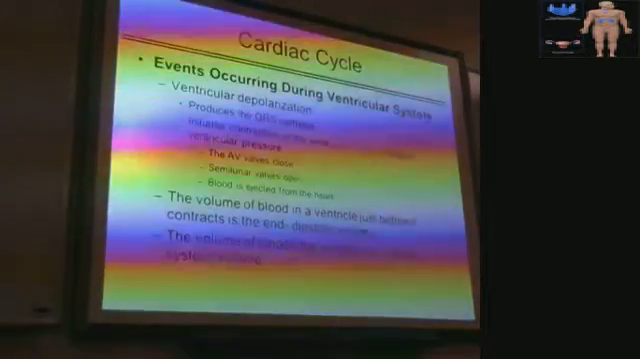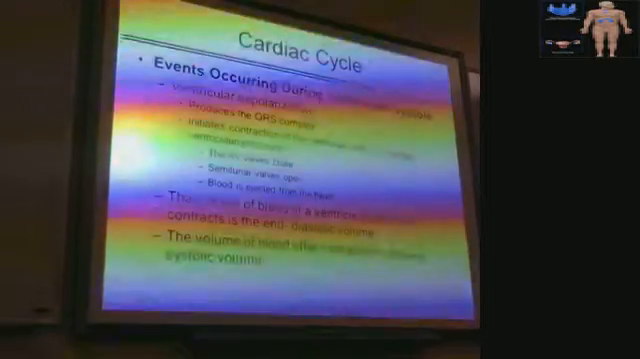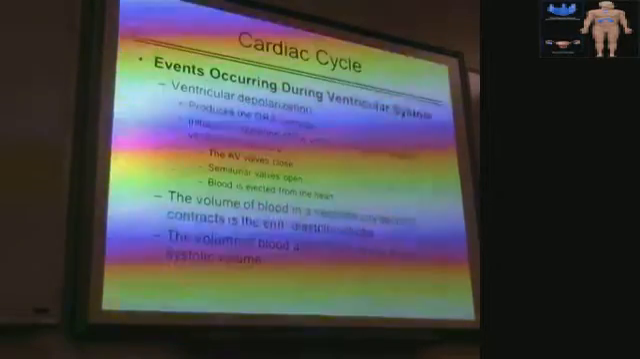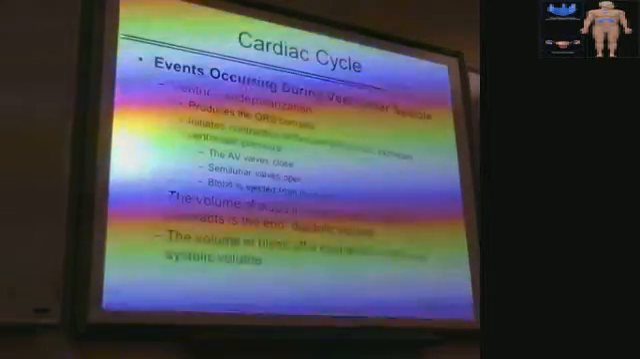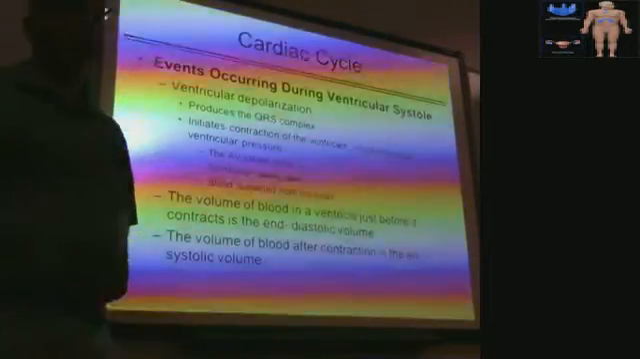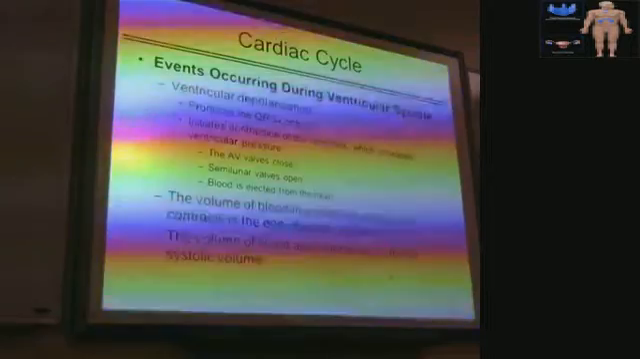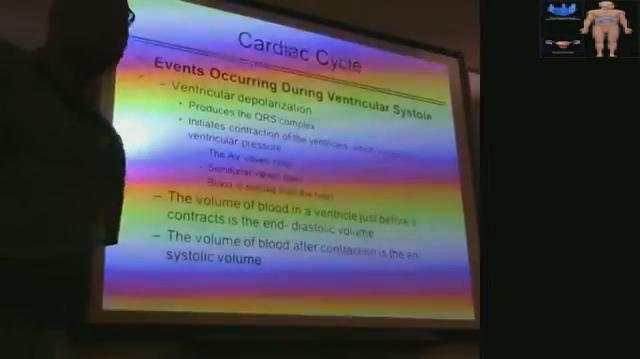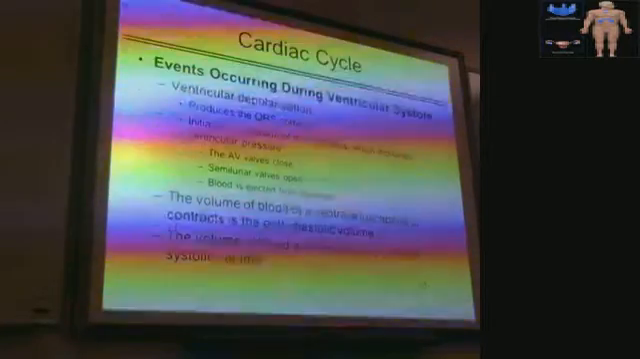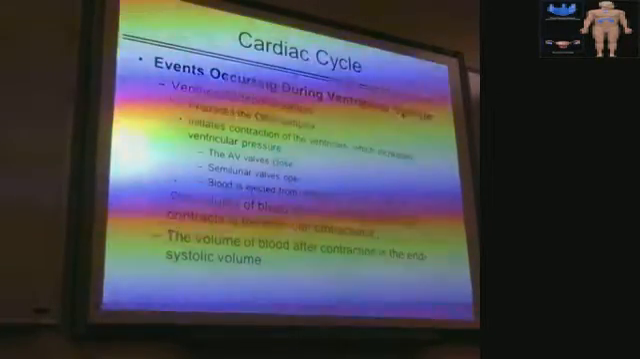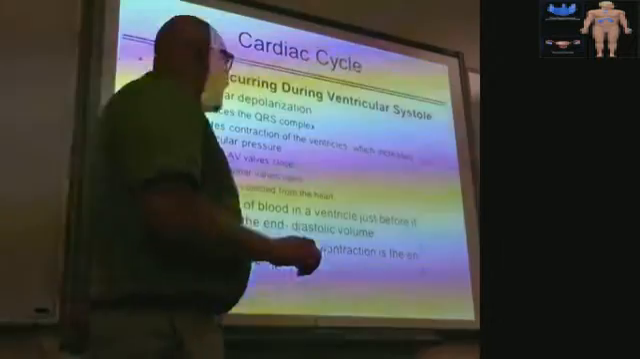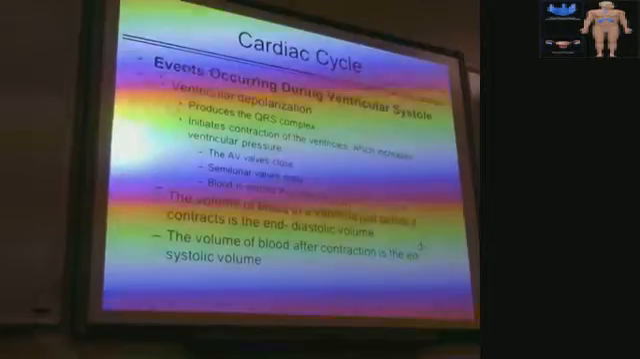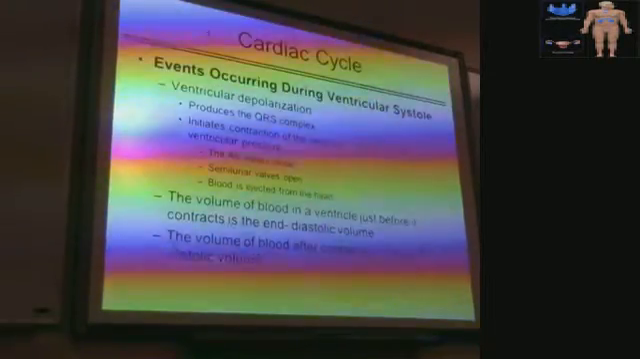Events occurring during the ventricular systole. Ventricular depolarization is what produces the QRS complex. It initiates contraction of the ventricles, which increases the ventricular pressure. AV valves then close, semilunar valves open, and blood is ejected from the heart. The volume of the blood in a ventricle just before it contracts is the end diastolic volume, and the volume of the blood after contraction is the end systolic volume.